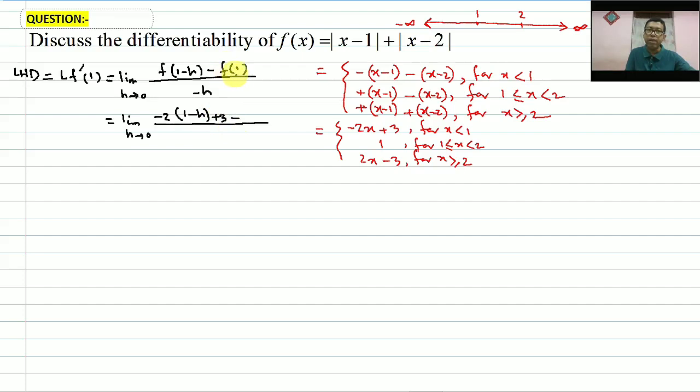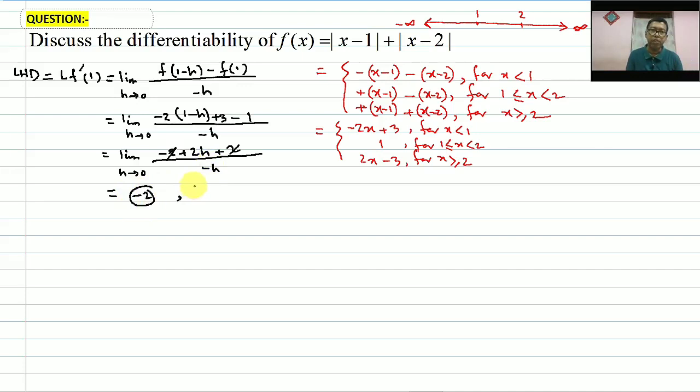What is f of 1? F of 1 means the value of the function f of x at the point x is equal to 1. At x equal to 1 the value is 1, so put 1. If you don't understand anything, you should write in the comment section. The whole is divided by minus h, so limit h tends to 0, the denominator is minus h, and we get minus 2 plus 2h, and the 2 is cancelled. You are getting limit 2h divided by minus h, so only minus 2. The result is minus 2.